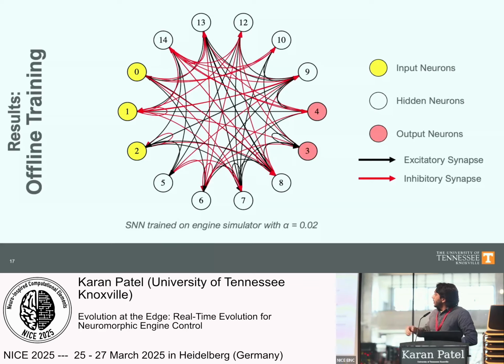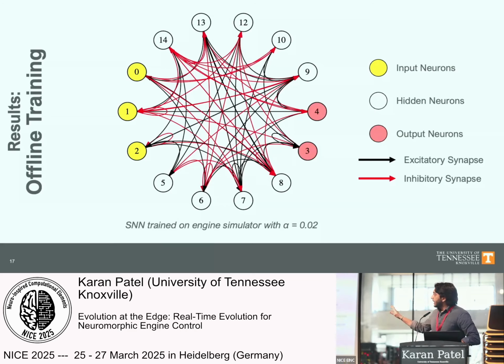The yellow nodes are the input neurons, which correspond to the fuel mass, air mass, and the combustion efficiency. The white nodes are the hidden neurons, and the red nodes are the output neurons, which represent the injection timing, as well as the amount of fuel to inject into the system. The black edges are the positive synaptic weights, and the red edges are the negative synaptic weights.